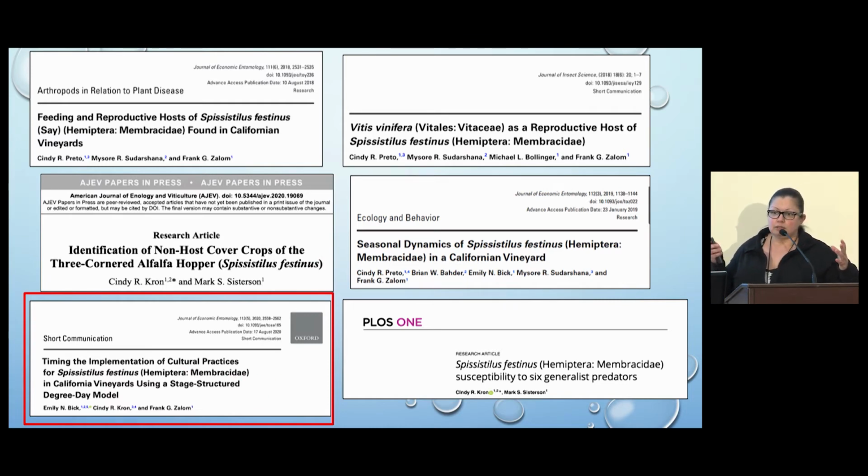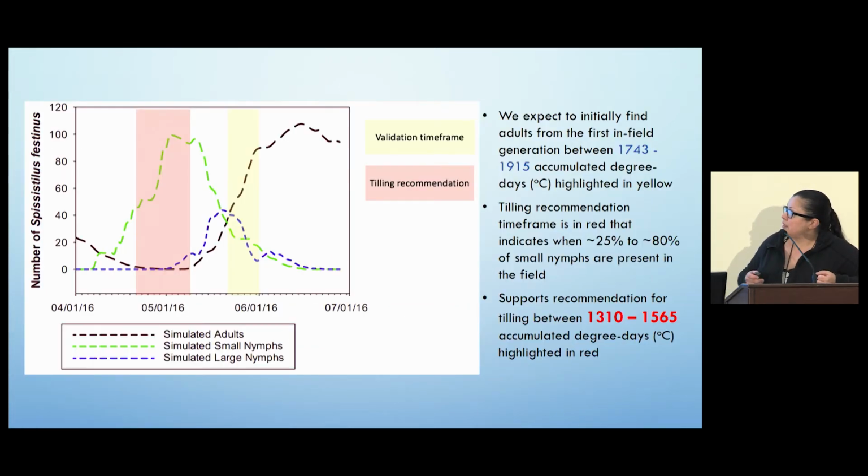When should you be taking care of your ground cover in order to reduce populations? In this graph, it's a little busy, so I'm going to explain what we're looking at. Here's the number of three-cornered alfalfa hoppers that we have, and this is the period of time. In green is the simulated small nymphs. In purple is the simulated large nymphs, and then in black is the simulated adults.